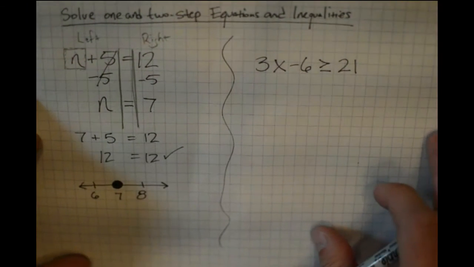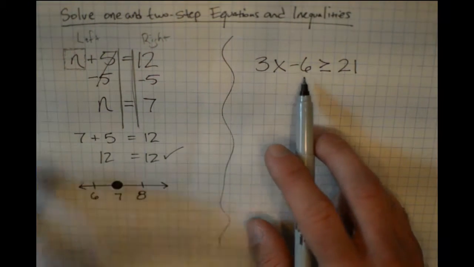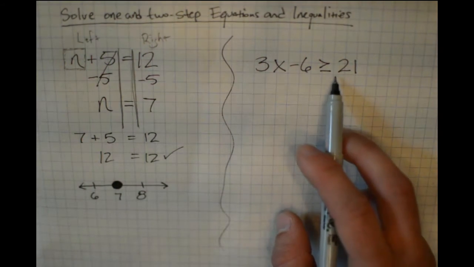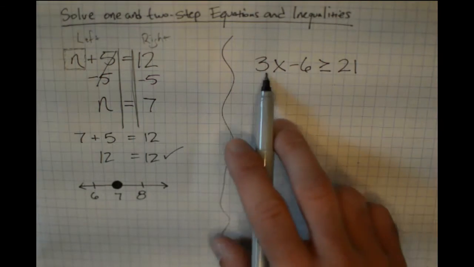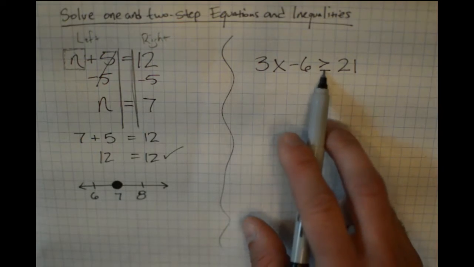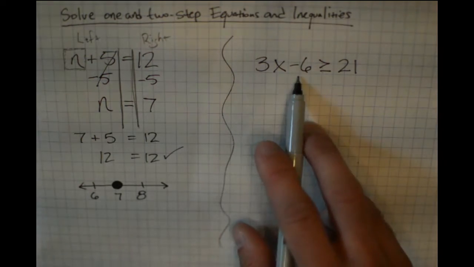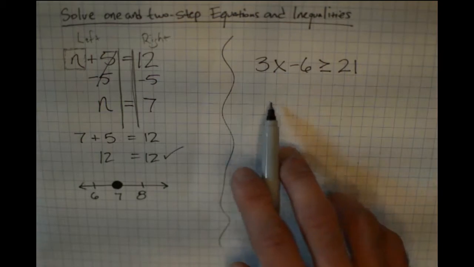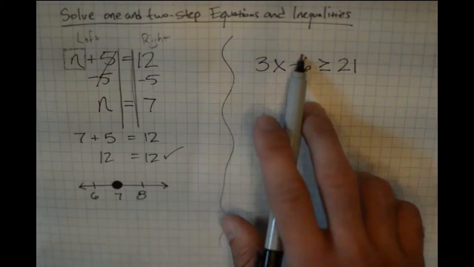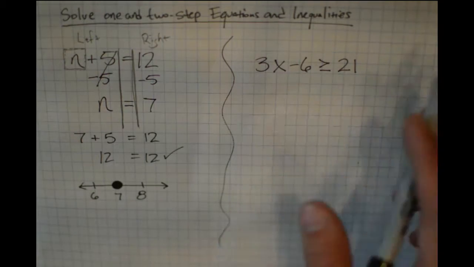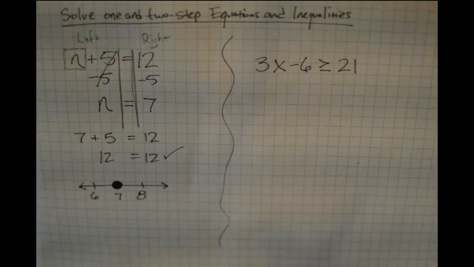So here's an example of an inequality. 3x minus 6 is greater than or equal to 21. What this is saying is not that these two sides have the same value, but that this side could be equal to 21, or that this side could be bigger than 21. For this reason, there's not going to be just one solution, because there's a lot of ways to make this side bigger than 21, as well as the one way to make it equal 21.